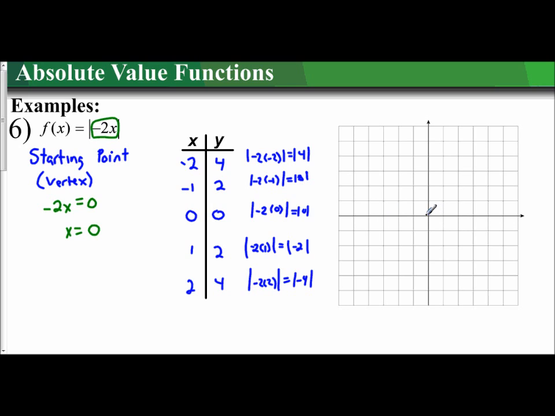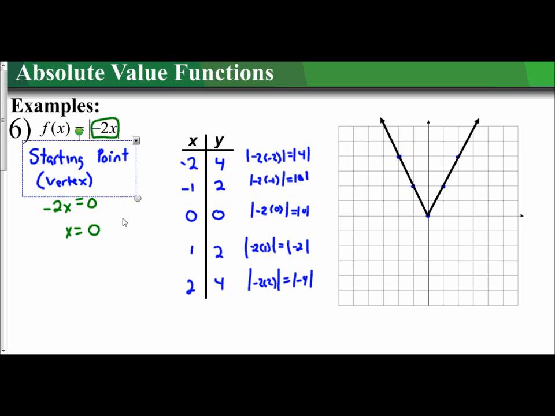So at 0, 0, I'm at 1, 2, I'm at 2, 4. I'm also at negative 1, 2, and negative 2, 4. And remember we looked at this before, absolute value graphs create V shapes. So you start at your vertex. I'm going to go through the points on the right. I'm going to start at my vertex and go through the points on the left. And so I have here my absolute value function.